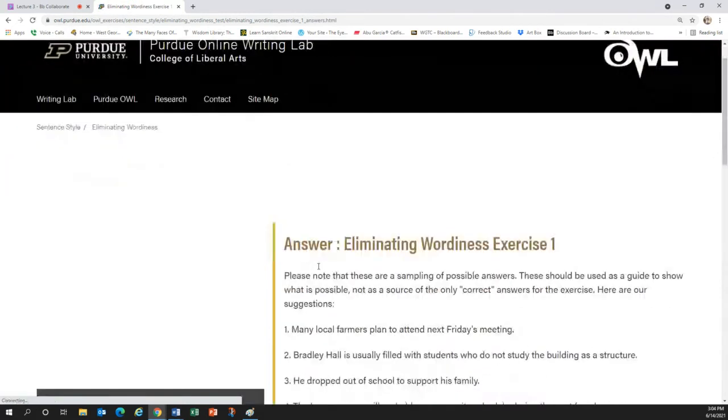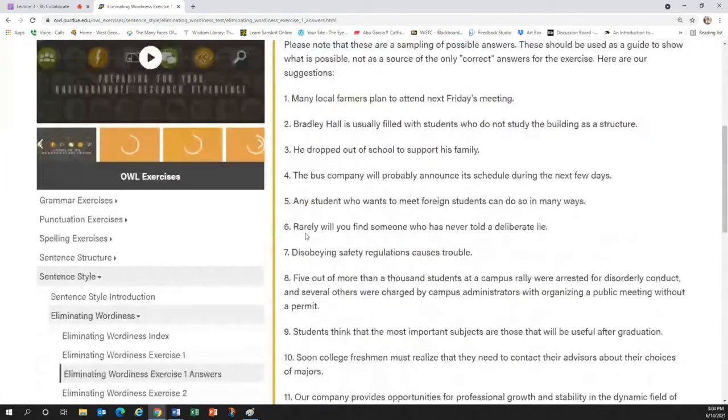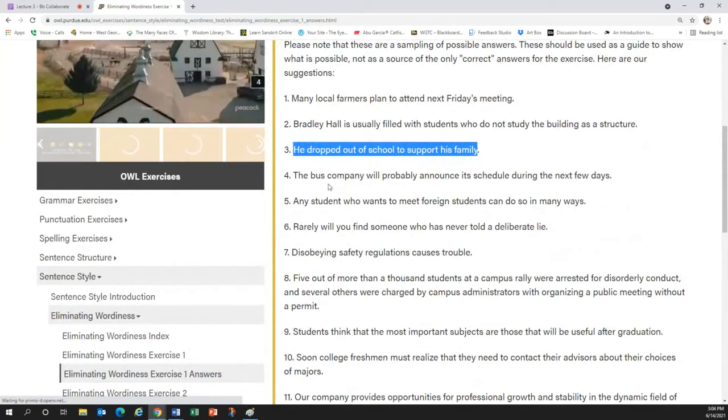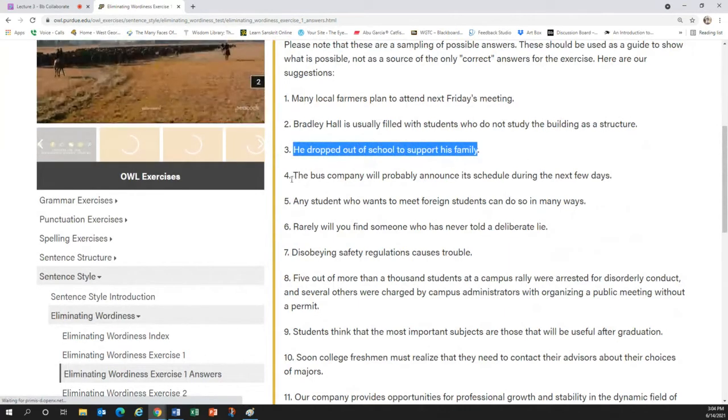So let's go see the answers here. All right, many local, we didn't do that one. Bradley Hall is usually filled with students who do not study the building as a structure. Okay, they left building and structure in there. I think that's a little redundant. He dropped out of a school to support his family. Okay, we got that one.